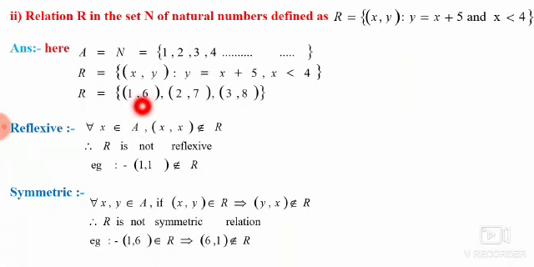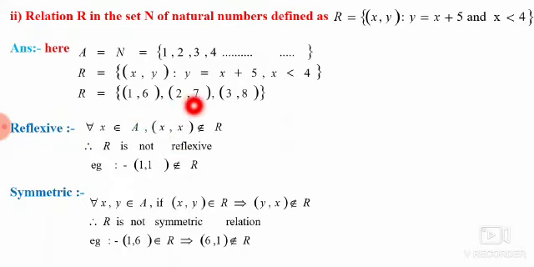Now we have to determine whether this relation is reflexive, symmetric or transitive. Let me begin with the reflexivity. For all x belonging to A, there must be an ordered pair (x, x) belonging to R.